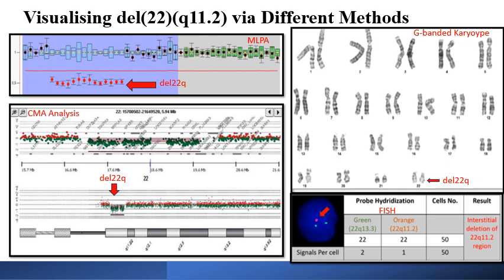In the center just below, we see a CMA, and this method provides a genome-wide view. So we can look at chromosomes 1 to 22, as well as your sex chromosomes X and Y. CMA is highly effective in identifying copy number changes across the entire genome, making it especially useful for detecting large and small deletions like this one with higher resolution than traditional methods.